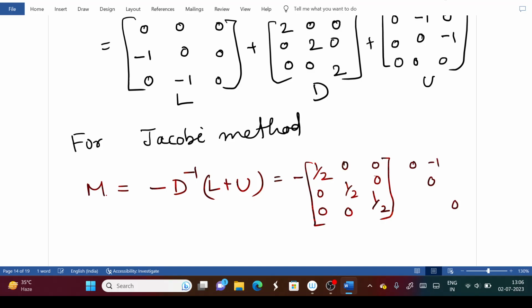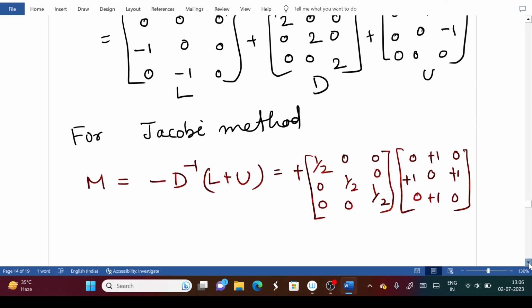Then L plus U has zero diagonals, and the off-diagonal entries are minus 1, minus 1, and so on. Now this is L plus U, but this minus and these minuses, everything I have made plus after multiplying.